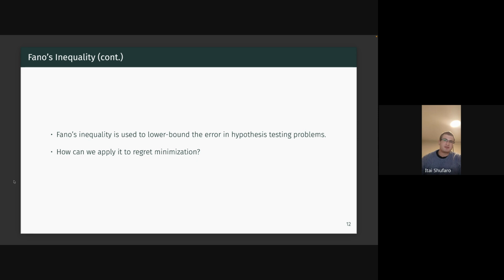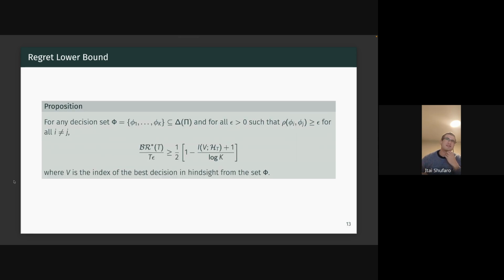Before we begin the proof, I just want to state here that yes, we managed to do it, at least initially. We can see here the Bayesian regret term over here, and the lower bound is some Fano-like term. And we achieve this using the following method.